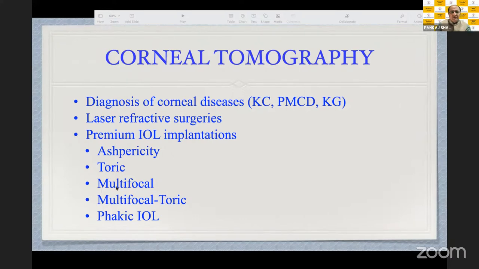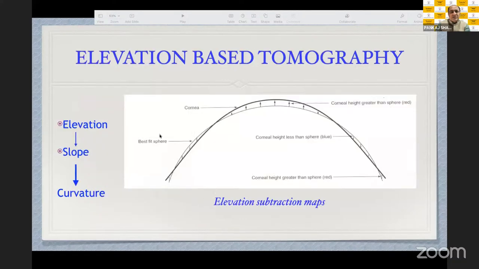For that, we'll go to that RMS value, which is very important. For multifocal toric, the same thing. And for phakic IOL, you can actually see how much the gap is between the iris and the lens for putting the IOL. You can also do the white to white and the horizontal visible iris diameter. So these are the uses.